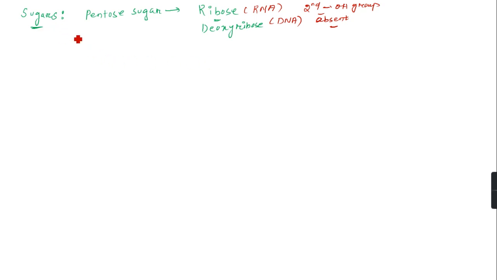Then the important point is that pentose sugar binds to nitrogenous bases through a linkage, that is beta-N-glycosidic linkage. So everyone is clear up to this.